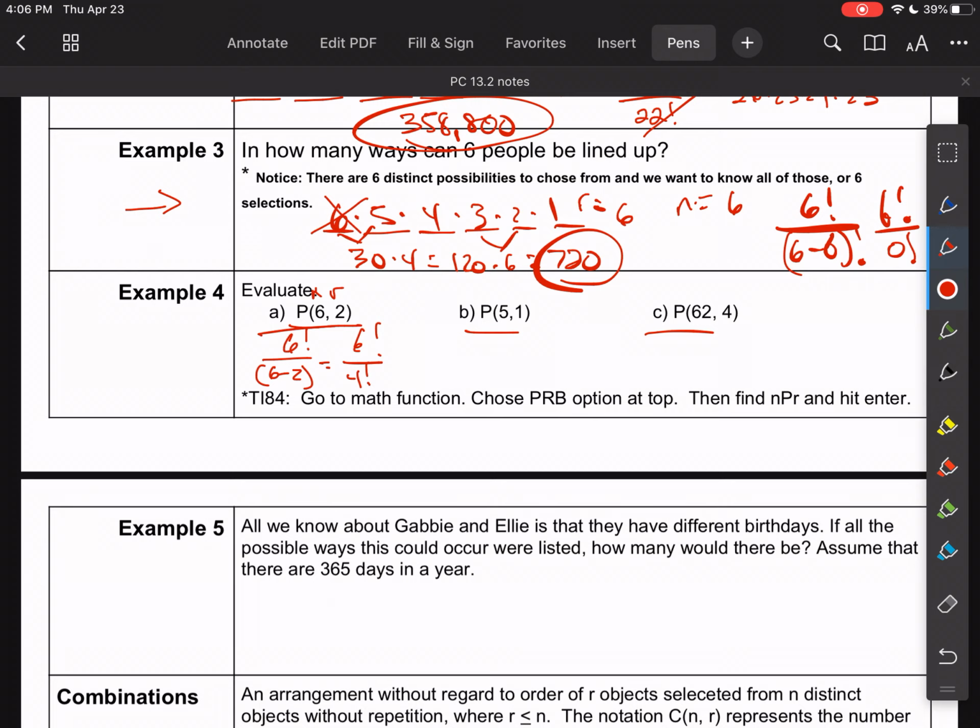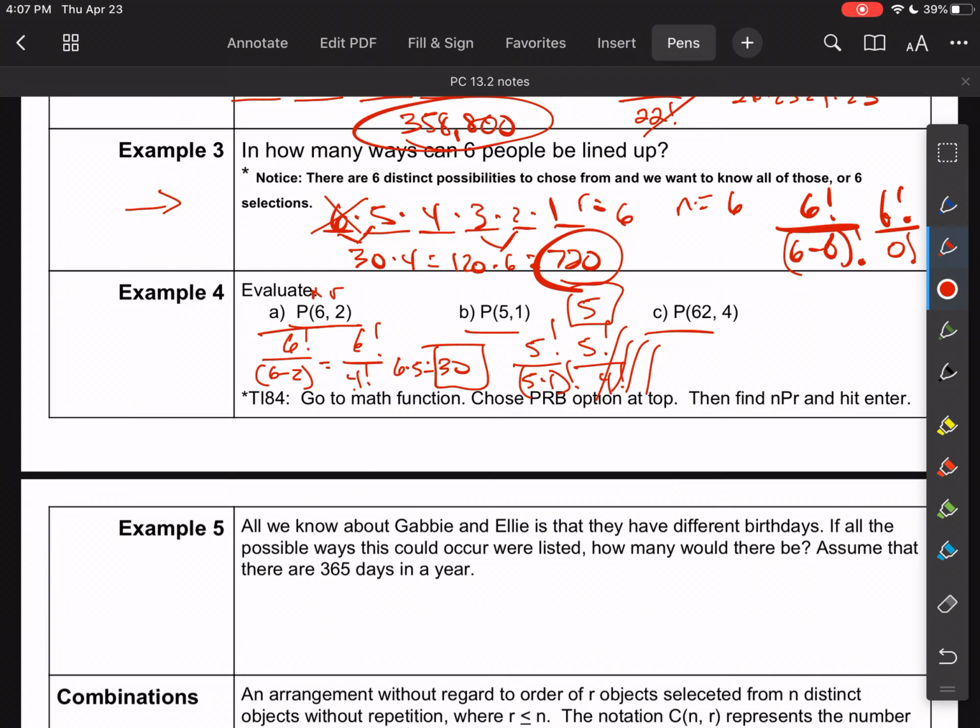Notice that the 4, 3, 2, 1 would cancel, and you'd just be left with 6 times 5, which is 30. And then for the other one, we had 5 factorial over 5 minus 1 factorial, which is 5 factorial over 4 factorial. The 4, 3, 2, 1 cancels, and you're left with 5.